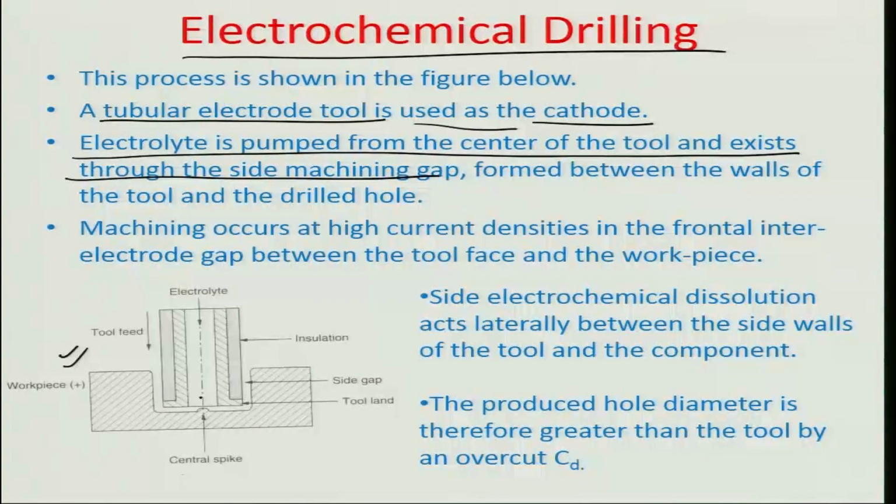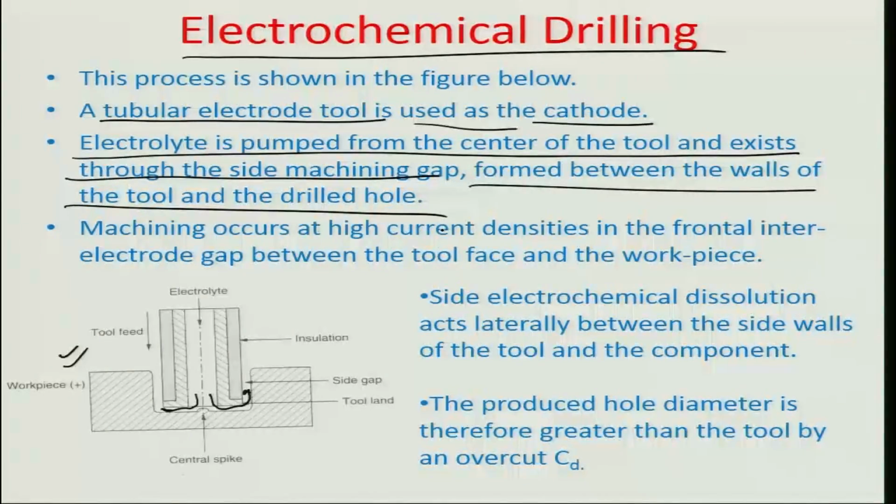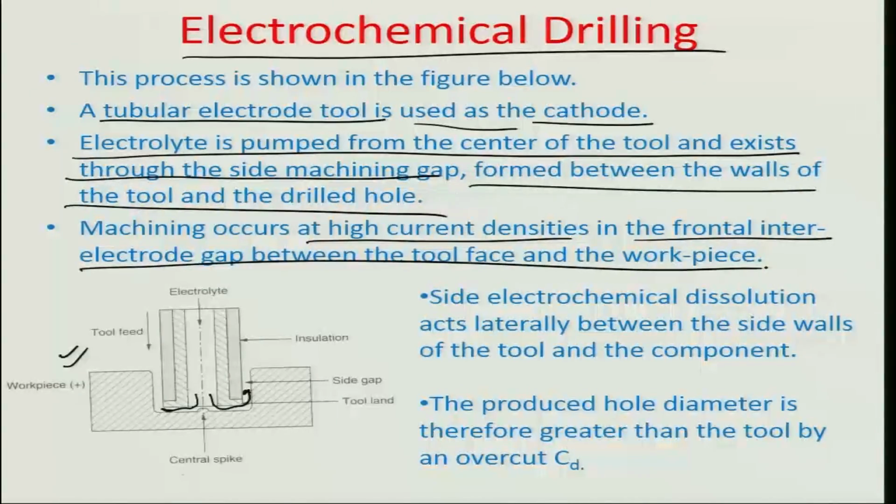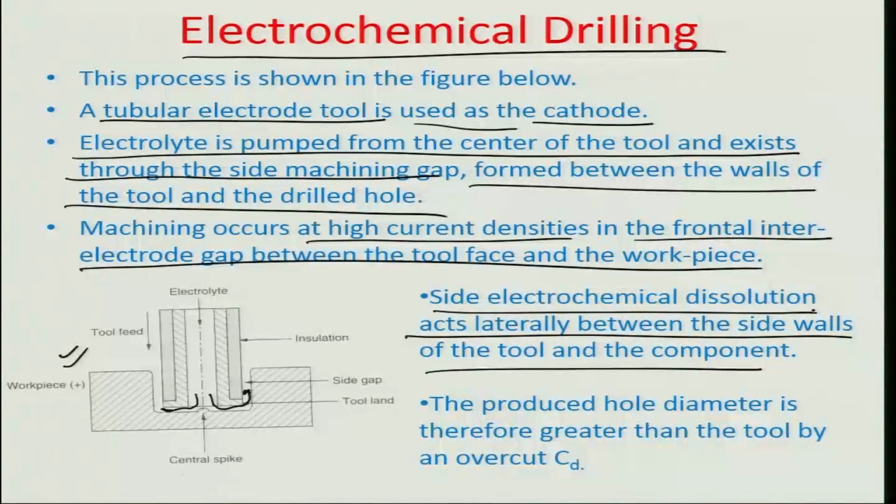gaps. So basically the electrolyte goes in this direction and in this direction, and it is formed between the walls of the tool and the drilled hole. Machining occurs at a high current density in the frontal inter-electrode gap between the tool face and the workpiece. Since electrochemical dissolution acts laterally between the side walls of the tool and the component, the produced hole diameter will obviously be greater than the tool diameter.